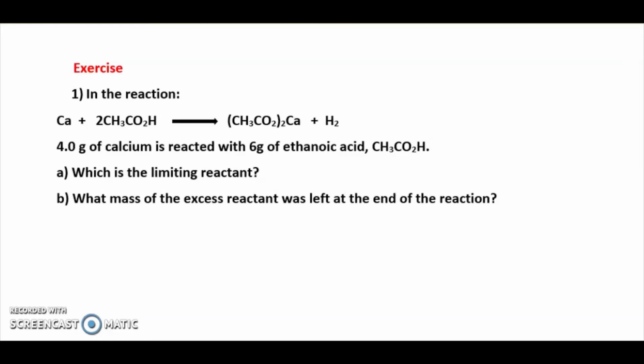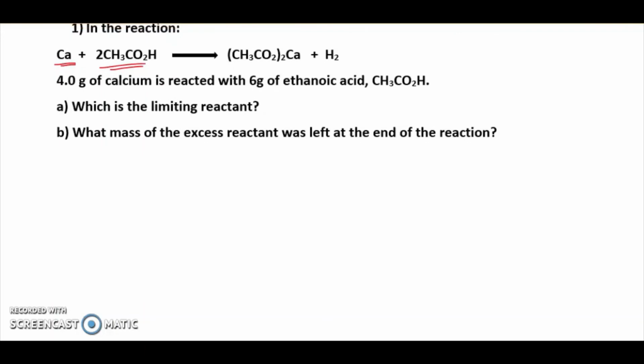Okay, so let's see what you've done. Now, take note, here we have 2 reactants. We have calcium and we have ethanoic acid. So let's begin by calculating the number of moles. So for the reactants, we have calcium and ethanoic acid. What's the mass of calcium we have here? We can see 4.0 grams, and here we have 6 grams of ethanoic acid. These are the masses. Now moles.